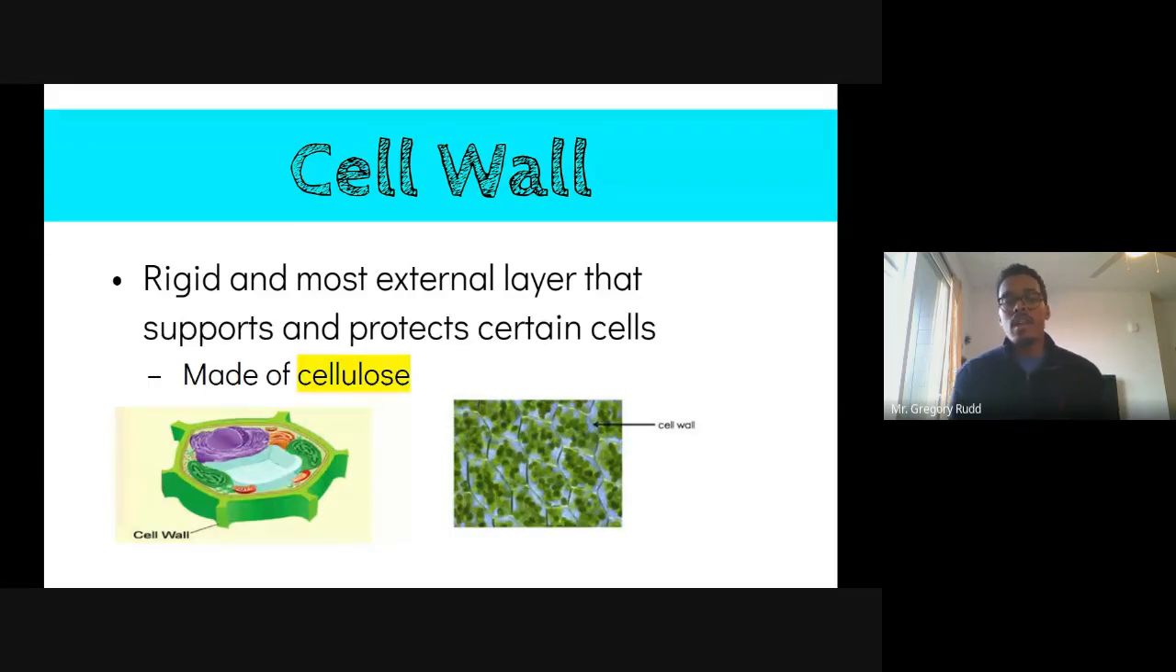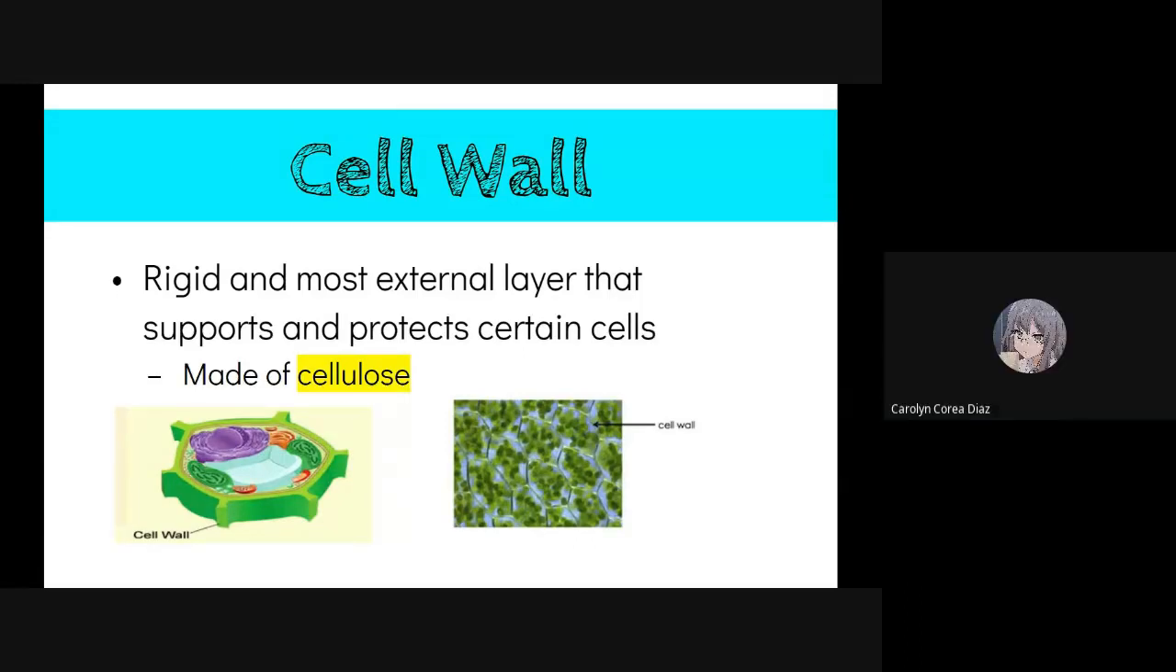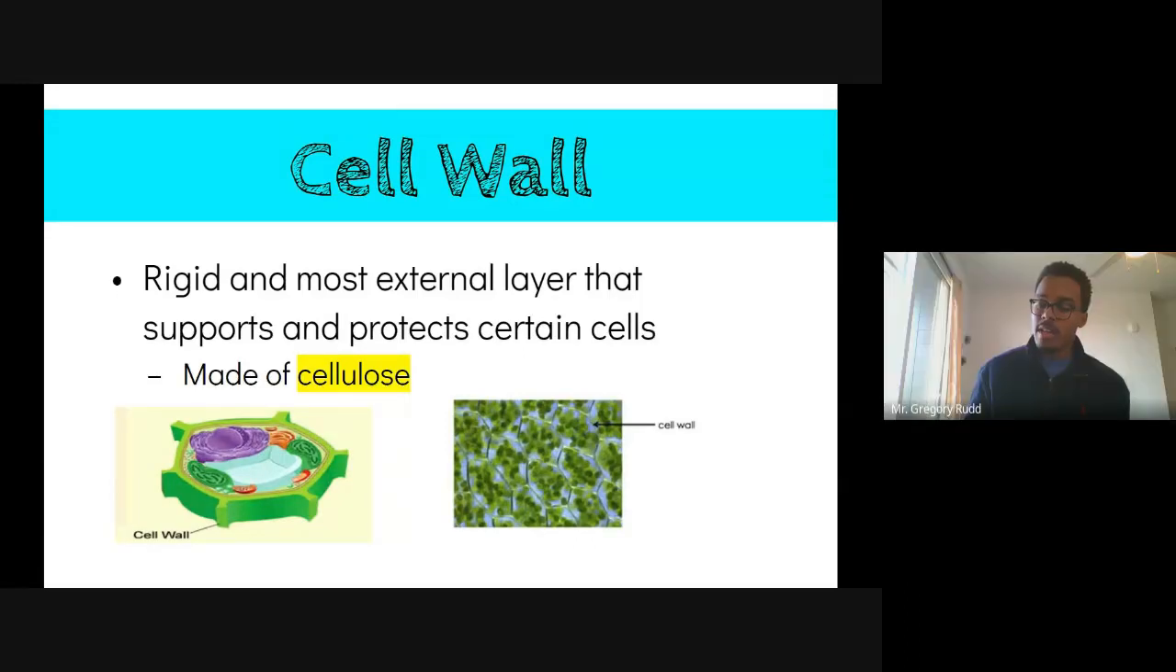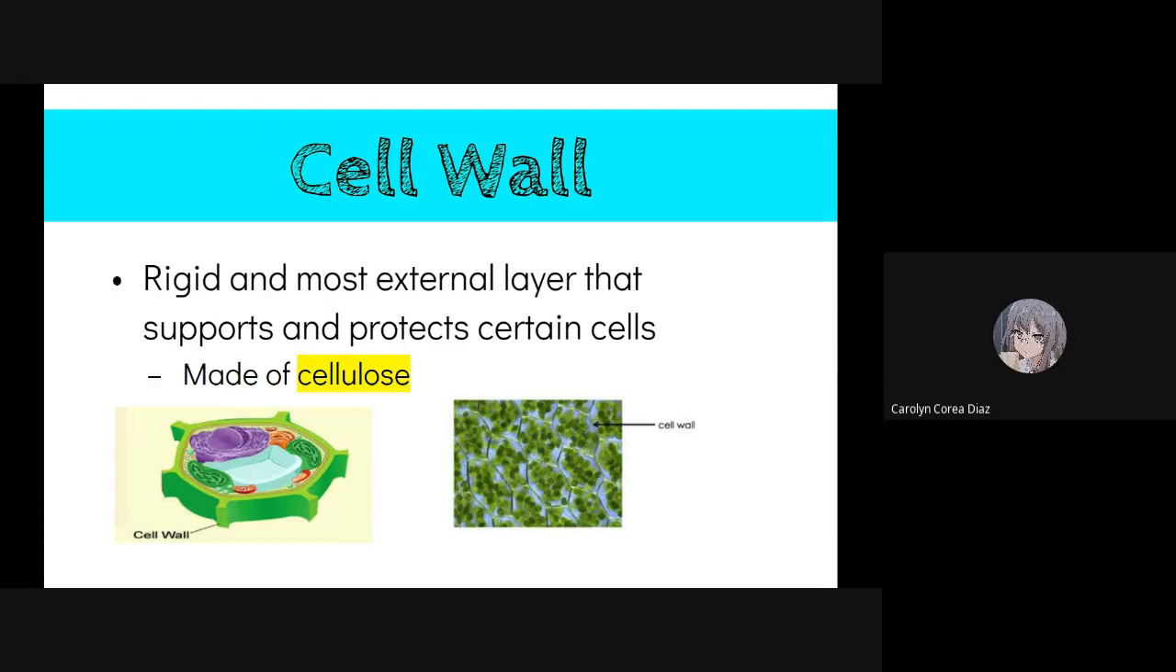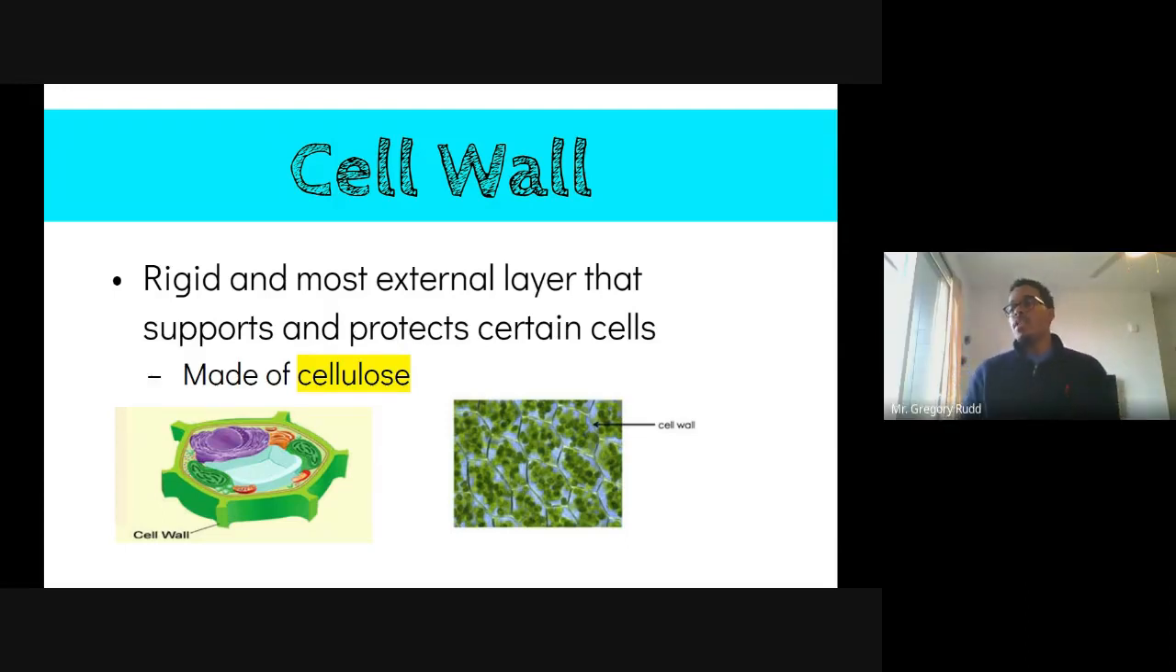So what do you guys know about cellulose? Can anyone tell me anything about that compound? It's a sugar. Excellent. Thank you, Carolyn. It is indeed a sugar. And how did you know that? Because it ends in OSE. Beautiful. Yeah, it ends in OSE. So compounds that end in OSE, we typically know that they are sugars.